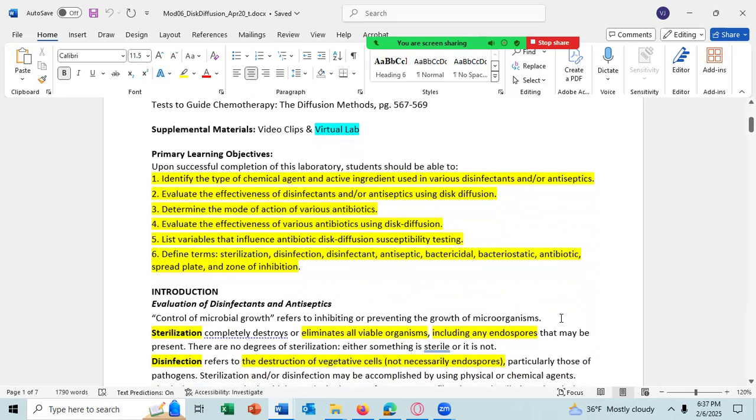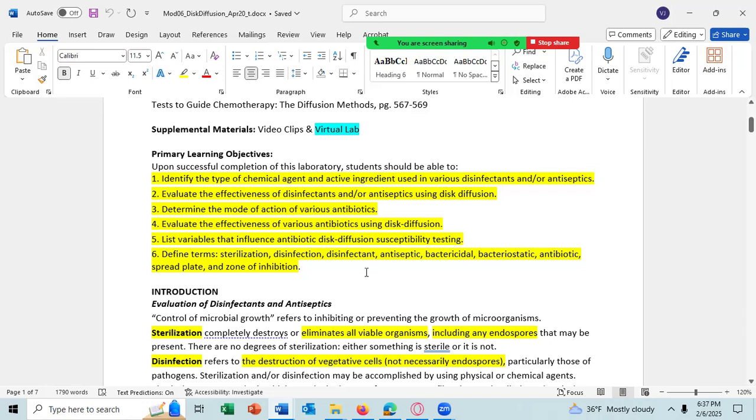The learning objectives for this module: one, be able to identify the type of chemical agent and the active ingredient used in various disinfectants and/or antiseptics. Two, evaluate the effectiveness of disinfectants and/or antiseptics using the disk diffusion method, also called the Kirby-Bauer method. Three, determine the mode of action of various antibiotics. Four, evaluate the effectiveness of various antibiotics using the disk diffusion method. Five, list variables that influence antibiotic susceptibility testing by the diffusion method.